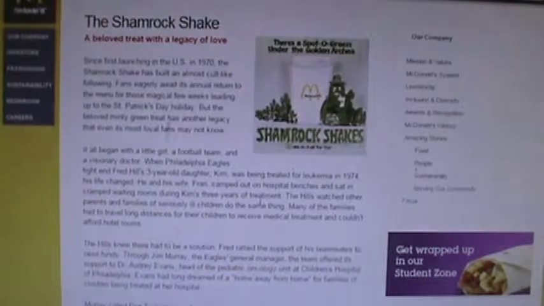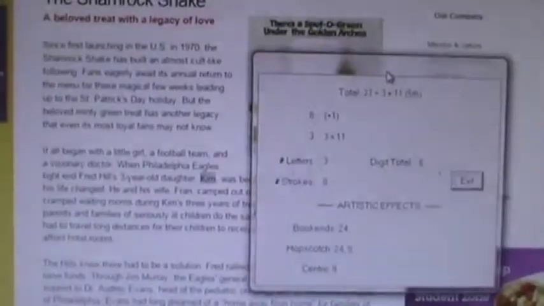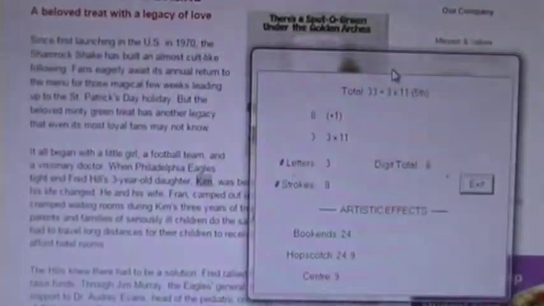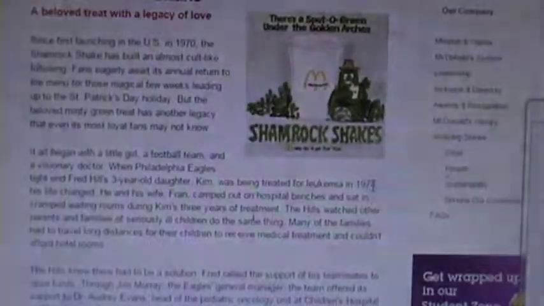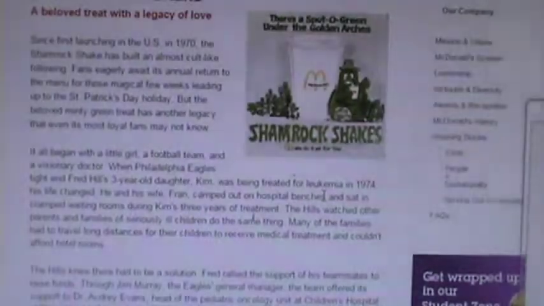It all began with a little girl. No way. So it begins with a 3-year-old whose name is Kim. Well, Kim divides by 3. Kim equals 33 in 3 letters. This is going to be a good story. I'm already hooked. So she's 3 years old. Her name adds to 33 in 3 letters. She's in the hospital for leukemia in a year that divides by 3.